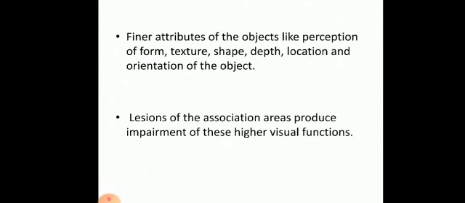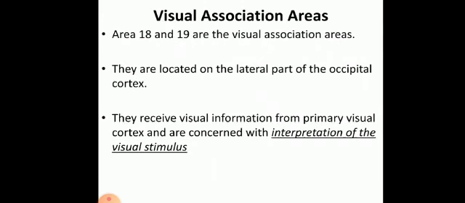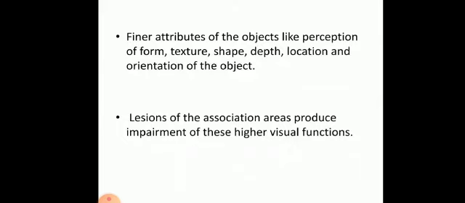Any finer attribute of an object that you see, it can be texture, location, orientation of the object, you will be able to know if the impulse reaches these visual association areas. Now lesion of the visual association areas can produce impairment of these higher visual functions.